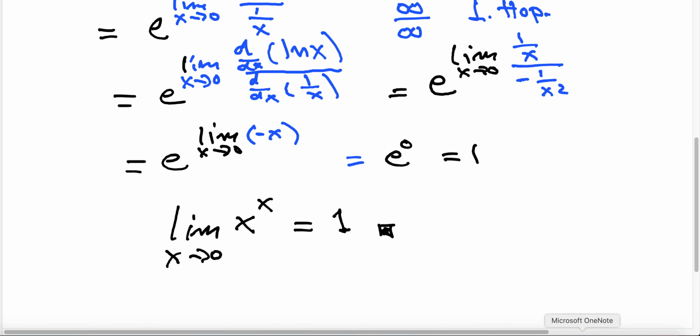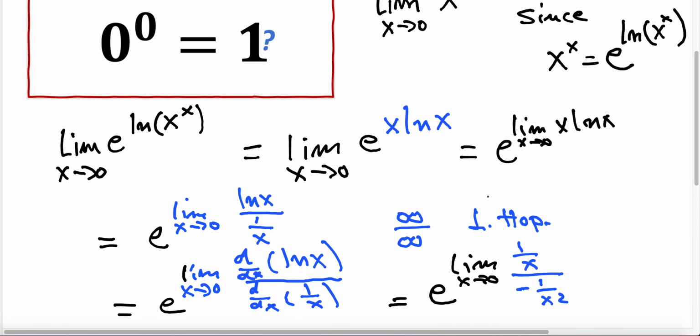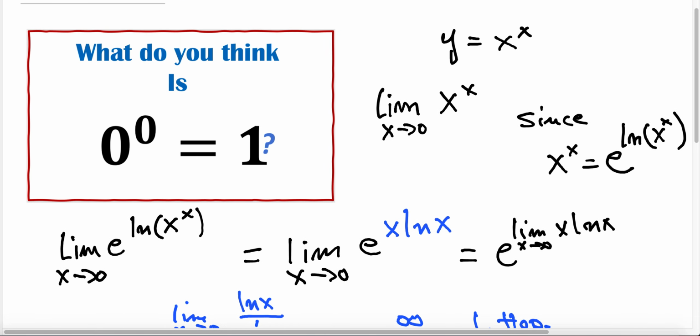But is this enough arguments to support that? I don't know exactly. Maybe we needed to find more arguments. But those two arguments support the idea 0 in exponent 0 is equal with 1.